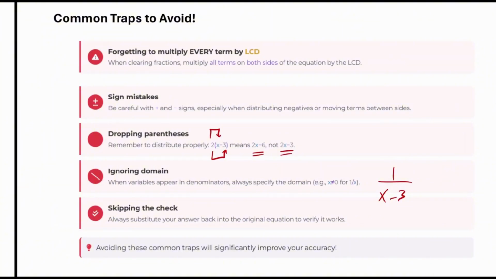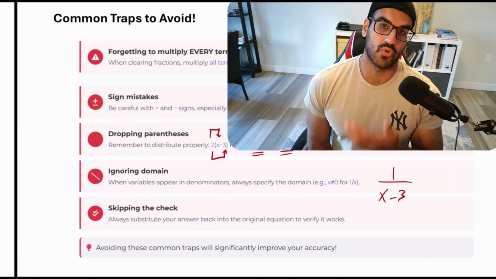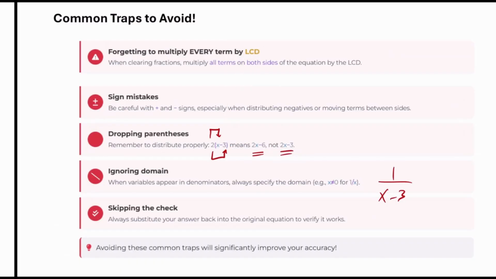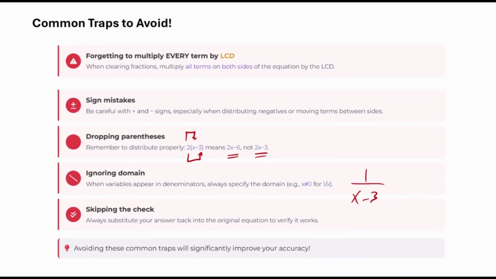Another part is skipping the check. What is that? It's skipping the check. As you just remember, I told you that all the time you should try to substitute your answer back into the original equation to verify it works. It means that when you find the number, for example, x equals 3, you have to put 3 into both sides of the equation and make sure that everything is right. So these are very common mistakes that you will see sometimes in your equations, and you have to make sure that you don't fall into any of these traps.